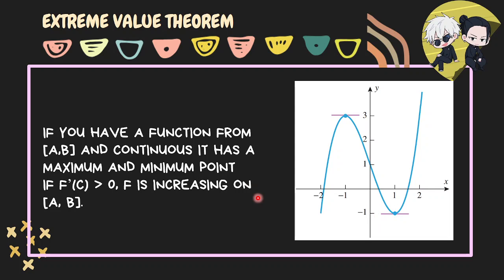So basically, it just tells us that if we have a continuous function, then that continuous function always has a maximum and minimum point. And that maximum and minimum point is what we call the relative extrema and minima. Later, we are going to explain the other type of extrema, which is the global maxima and minima.